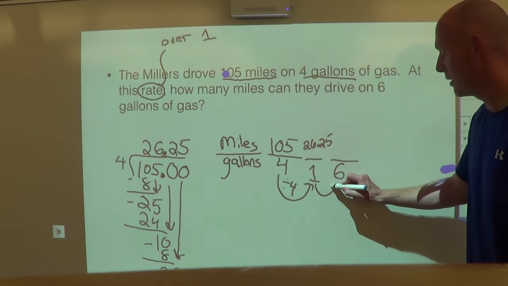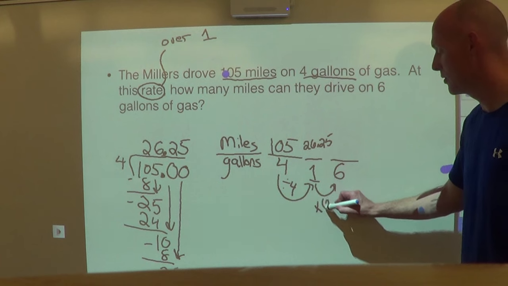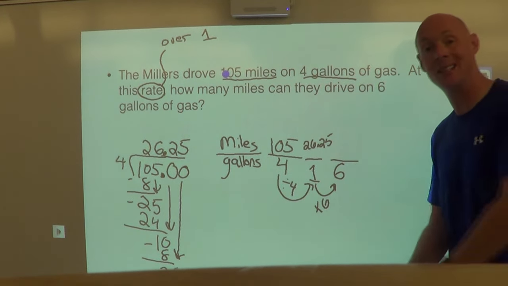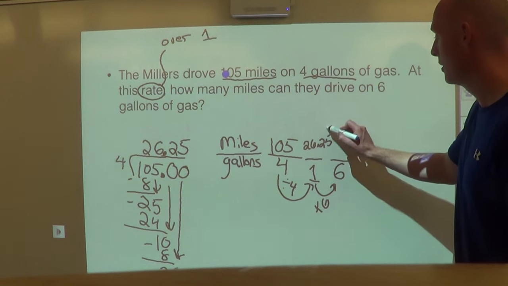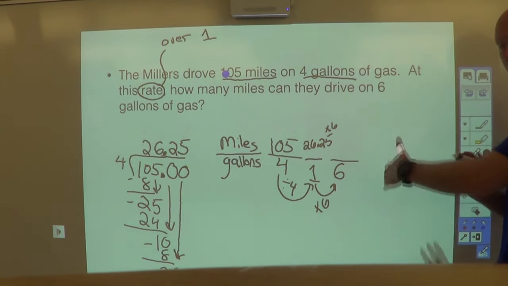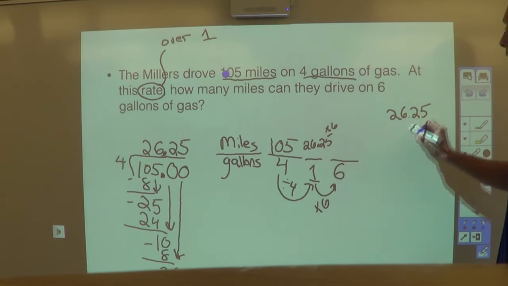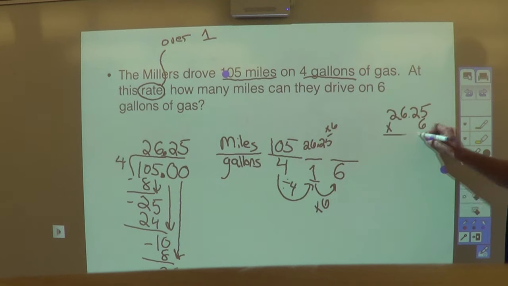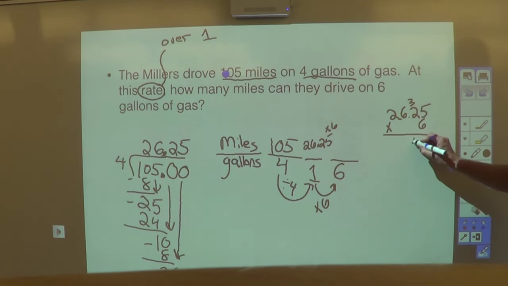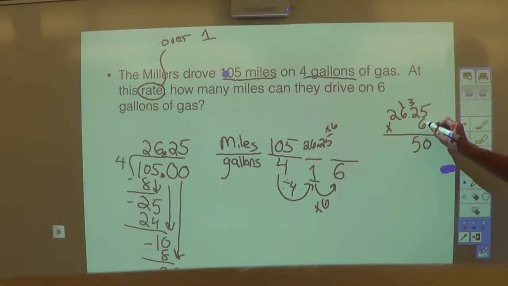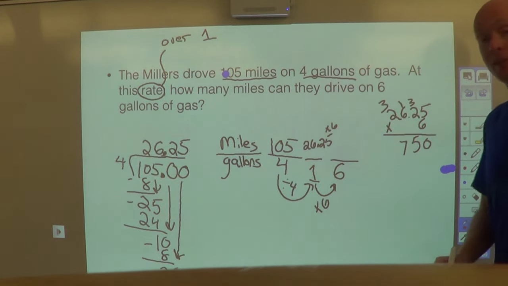How do I go from 1 to 6? We're going to times 6. So if we multiply the bottom by 6, we also have to multiply the top by 6, times 6. And I'll do that work over here. This is 26.25 times 6. Awesome. Let's do it. 6 times 5 is 30. Carry the 3. 6 times 2 is 12, plus 3 is 15. 6 times 6 is 36, plus 1 is 37. And 6 times 2 is 12, plus 3 is 15.